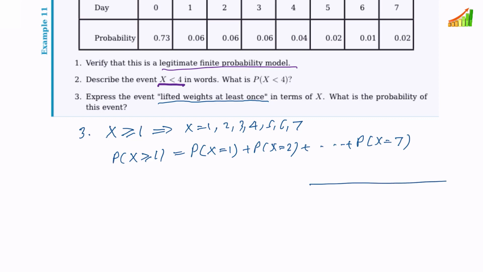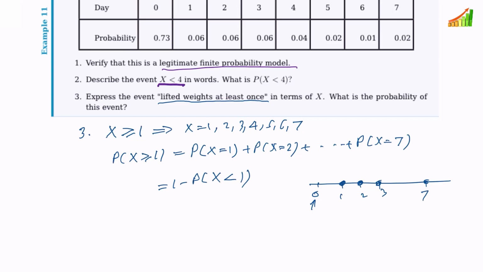Let me get this number line again, 0, 1, 2, 3 up to 7 here. So x greater than or equal to 1 means we use 1, 2, 3 up to 7. All numbers up to 7, right? Then what are the left? We have only 0 here. Then we can write this as 1 minus probability x less than 1.